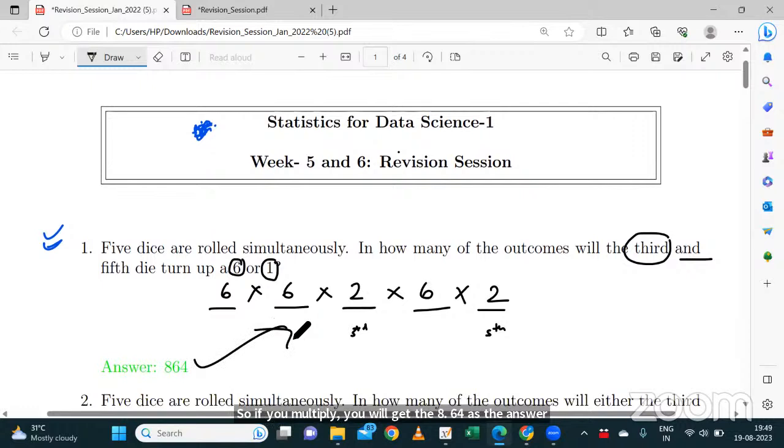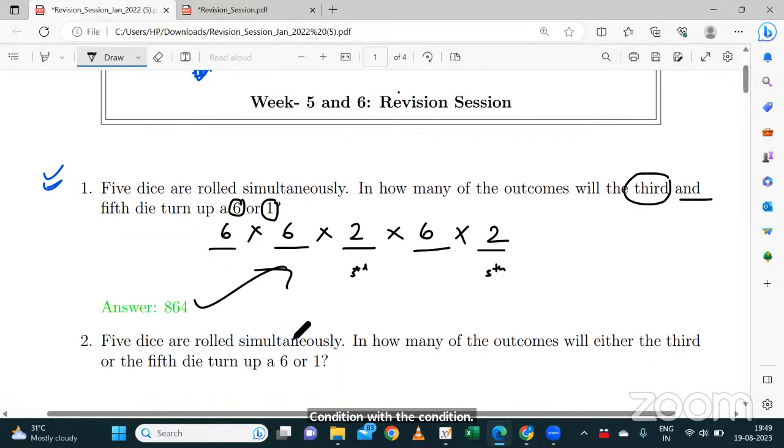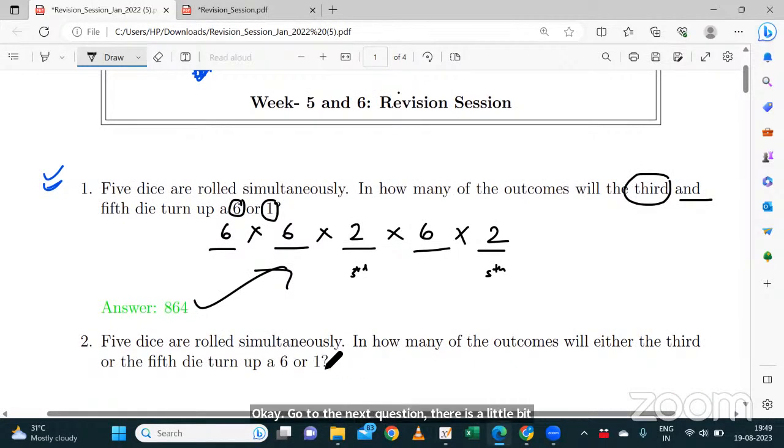Is this clear? Now come to the next question. There is a slight difference in this one. 5 dice are rolled simultaneously. In how many of the outcomes will either the third or fifth die turn up a 6 or 1? Initially it was third and fifth die turn up a 6 or 1. Here it says either the third turns up a 6 or 1, or the fifth turns up a 6 or 1. So what are the possible cases? You can make the cases, right?